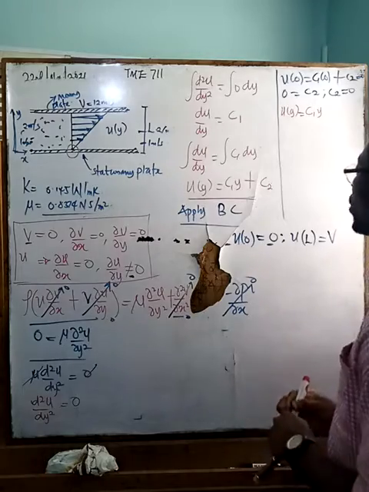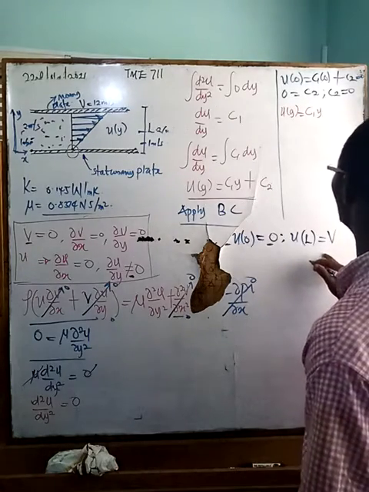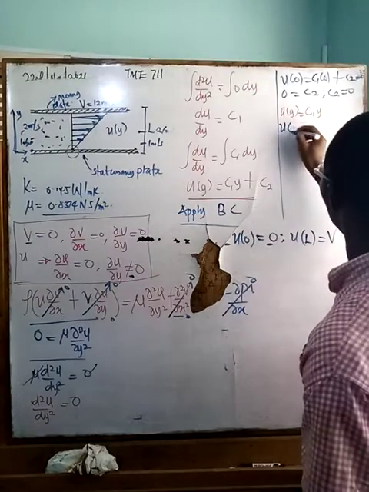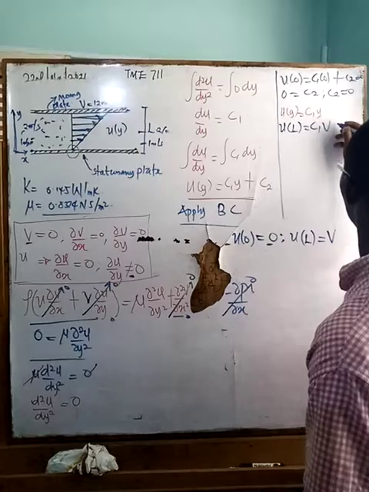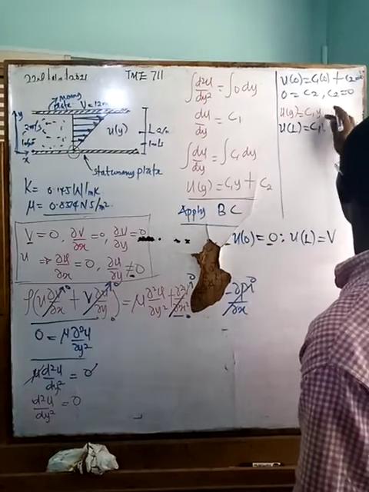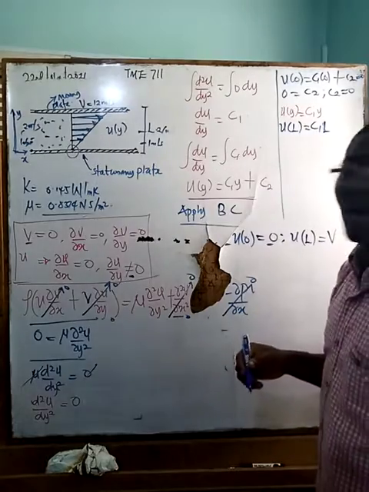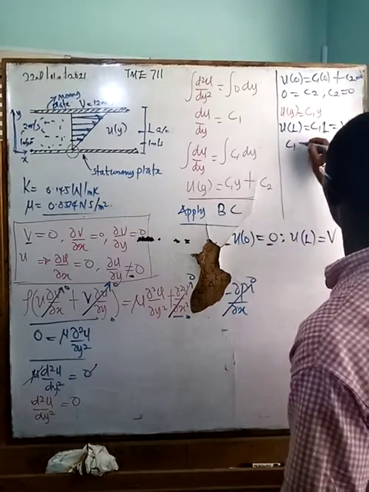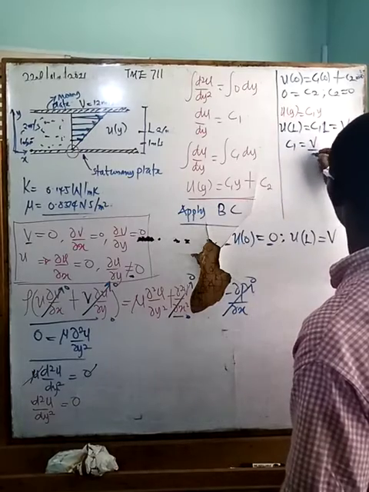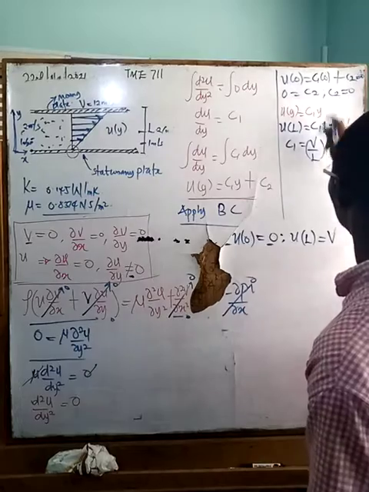So we apply the second boundary condition. Second boundary condition says u of L is equal to V. So that will give us u of L is equal to C1L. We substitute L instead of y now. Are we together? So we now equate it to V. So definitely C1 becomes V all over L. So go and substitute this one now into this equation.